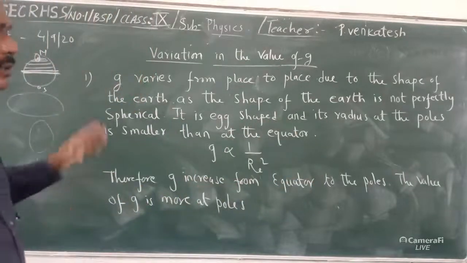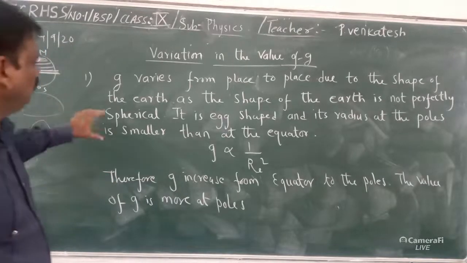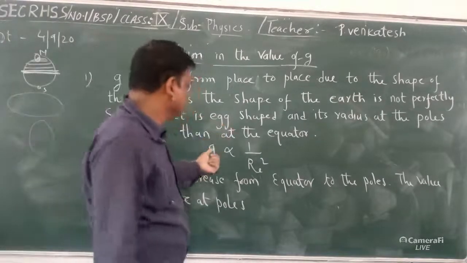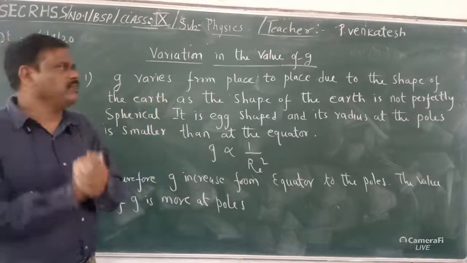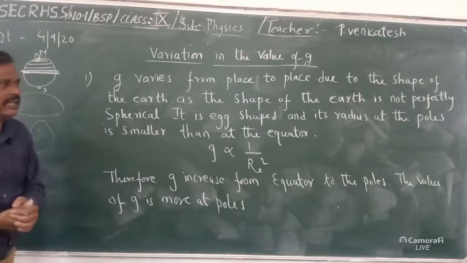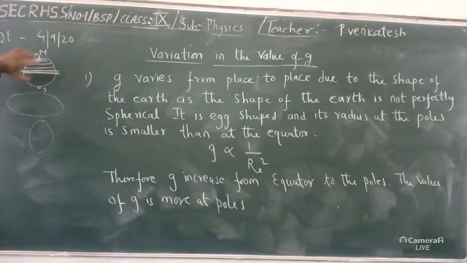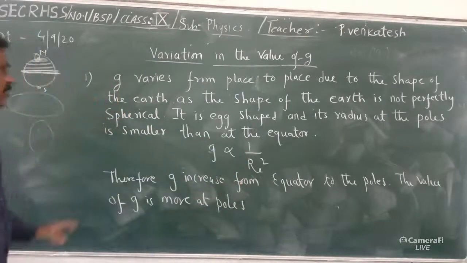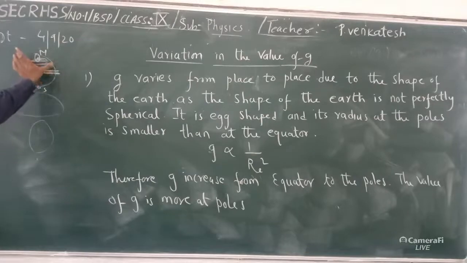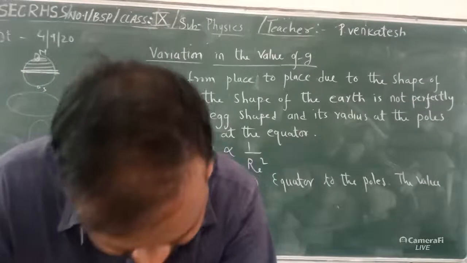Sometimes they may ask the question, okay, why the value of G? Because then you have to tell this relation G is inversely proportional to 1 by r square, and as the shape of the earth is not perfectly spherical, it is somewhat elliptical, so the radius goes on decreasing at the pole. As the radius decreases, this will increase because this relation G is inversely proportional. Therefore, G increases from equator to the poles. Okay? Take down.